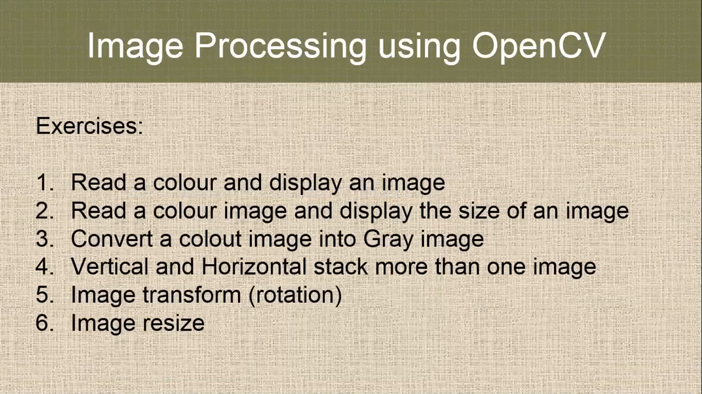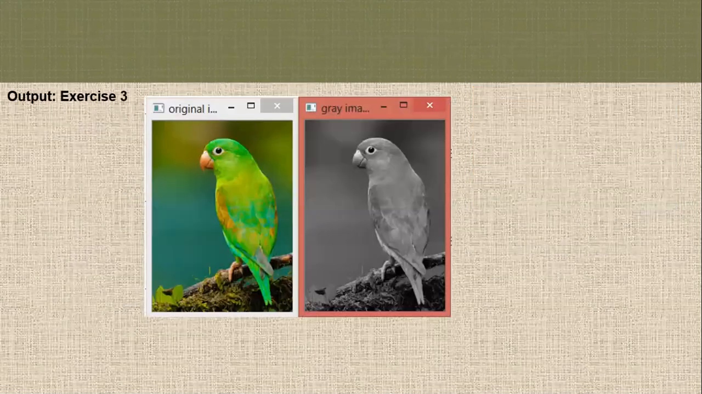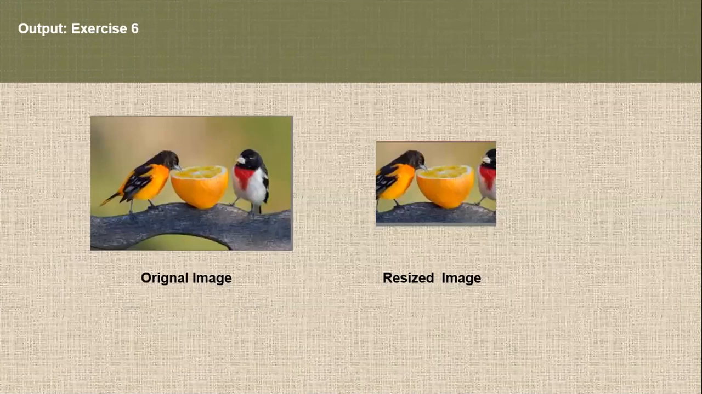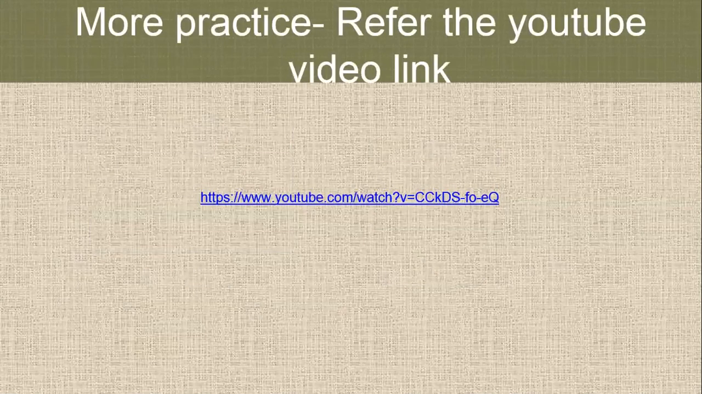And image processing with OpenCV: read a color image and display an image. These three exercises correspond to still image processing using OpenCV, and output of exercise 1, exercise 2, exercise 3, converting color image into gray image using OpenCV Python library, and vertical stacking, horizontal stacking, and rotating color image, and cropping the original image. If you want more information or more tutorials, refer to my video tutorial posted on YouTube.